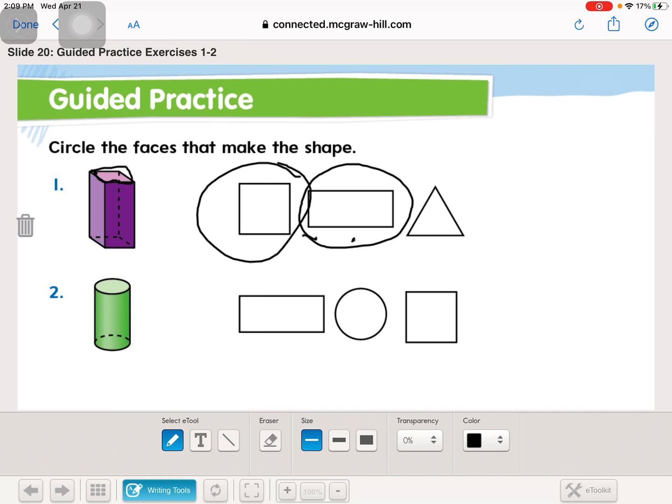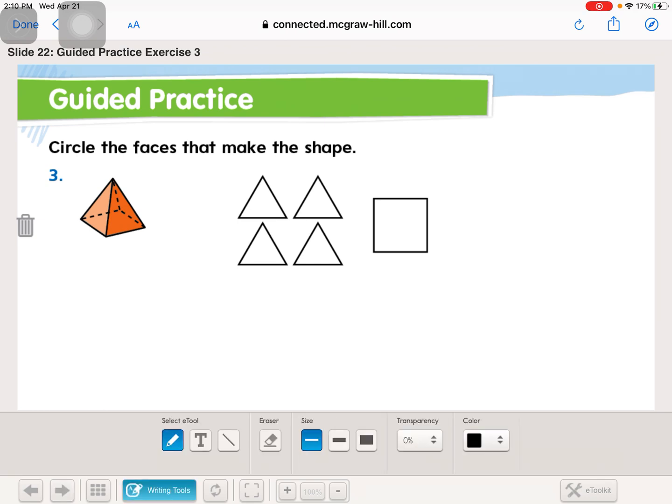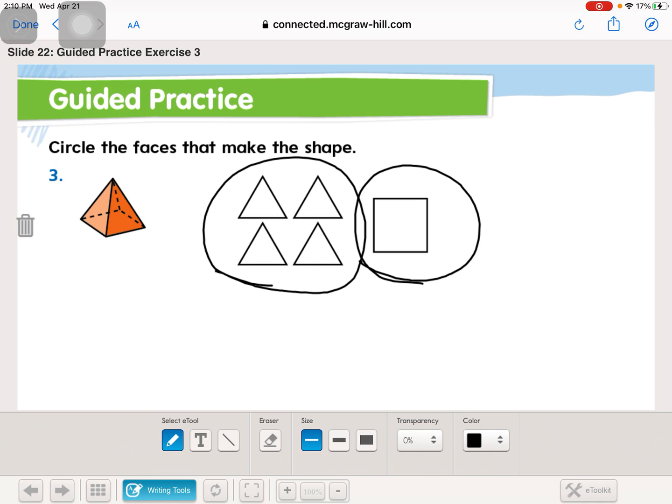And then number 2 is a cylinder. The only 2D shape on a cylinder is the circle. Now you may think, well, Mrs. Stiles, this kind of looks like a rectangle, and it does, but it's not a flat face, so we couldn't trace a rectangle from that because that whole thing is rounded like a can of soup. Okay, and then the faces that make this shape are all 4 triangles. And the base is a square, so all of these.